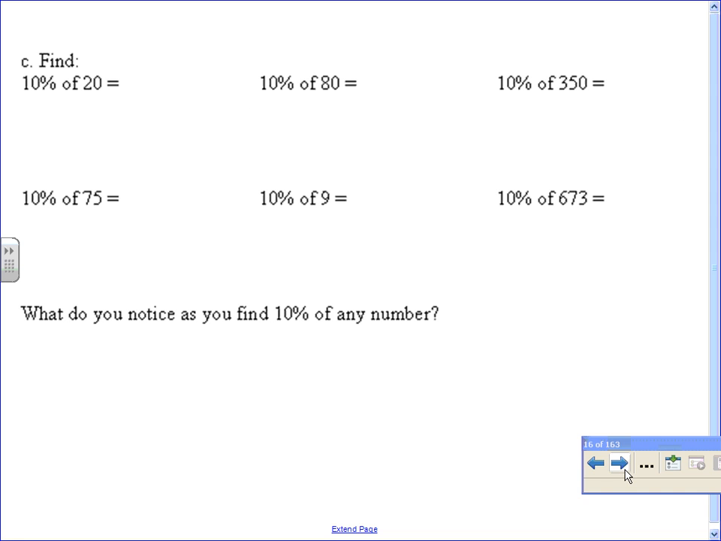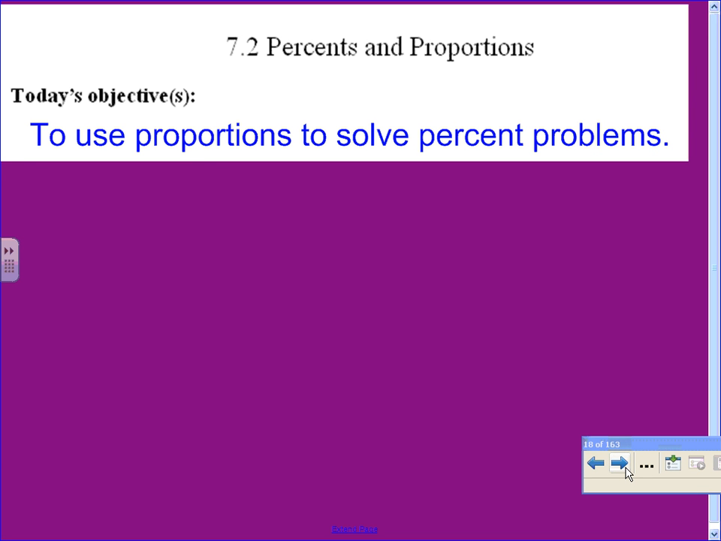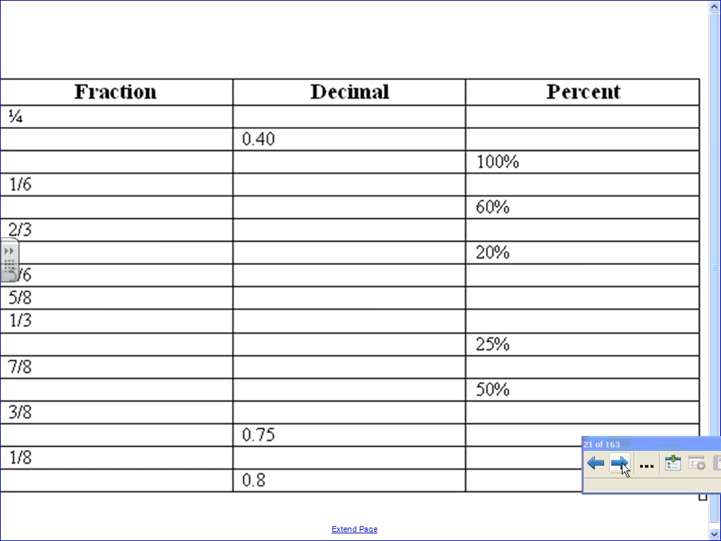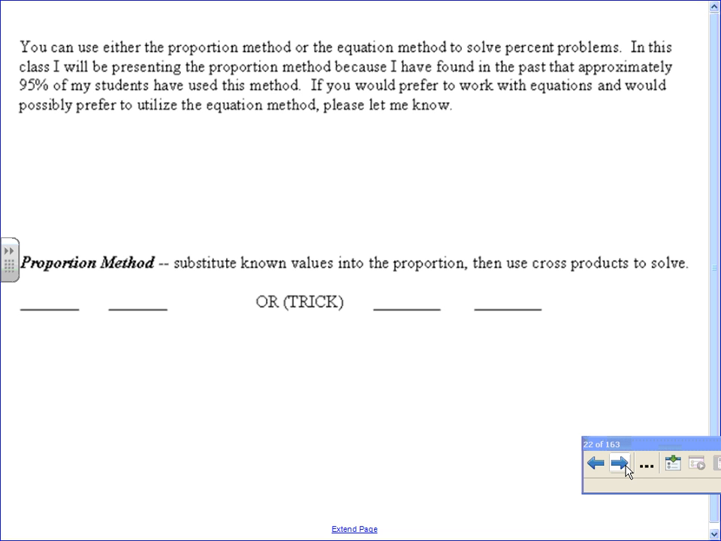Because the rest of this is a waste of time because you know what you're doing. 7.2. Percents and proportions. We're going to skip that chart for now. Let's go right down to the bottom of page 7, where it says the proportion method. You don't need to read what's there. I'm going to explain it to you. All right, proportion method. Okay, ready? A over B equals P over 100.